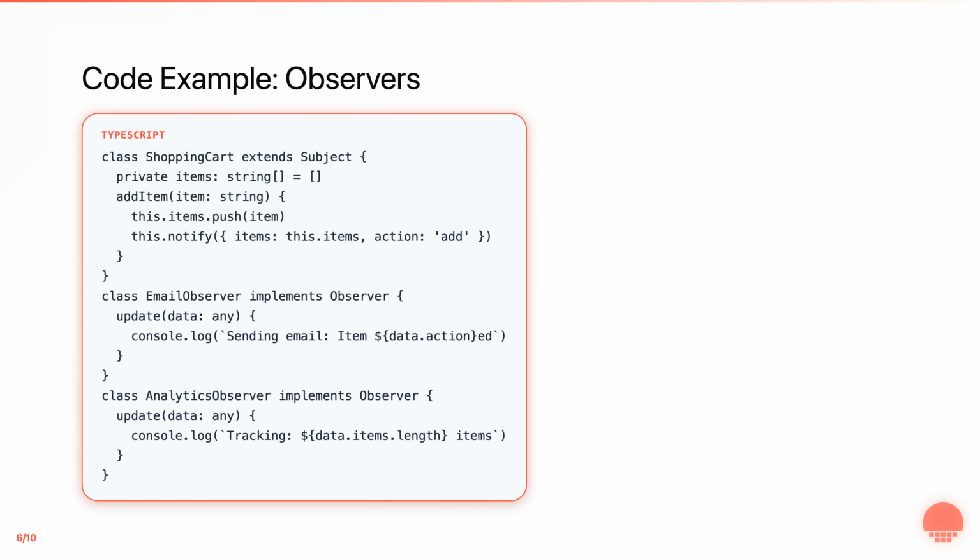Shopping cart extends subject. When you add an item, it notifies everyone with event data. Email observer triggers a notification. Analytics observer tracks cart size. These observers have no idea the other exists, and shopping cart doesn't know or care what they're doing. You could add 10 more observers tomorrow, logging, inventory updates, fraud detection, without touching a single line of existing code. That's the observer pattern paying dividends.